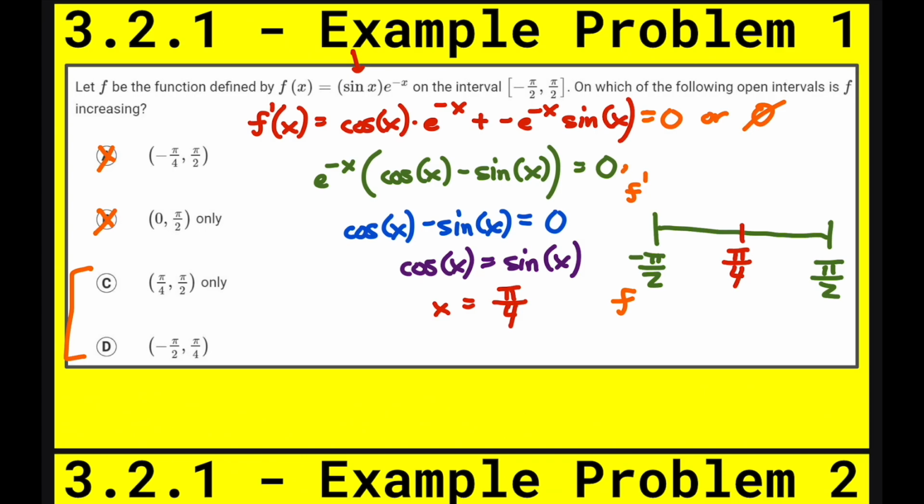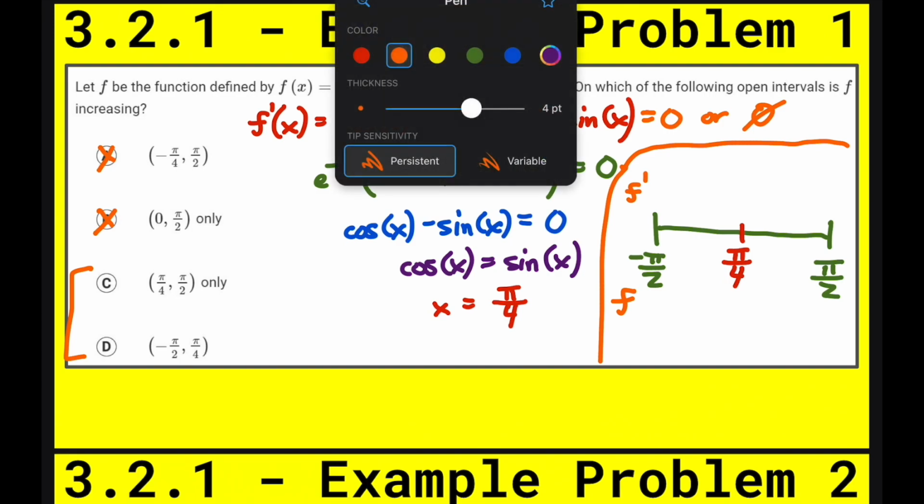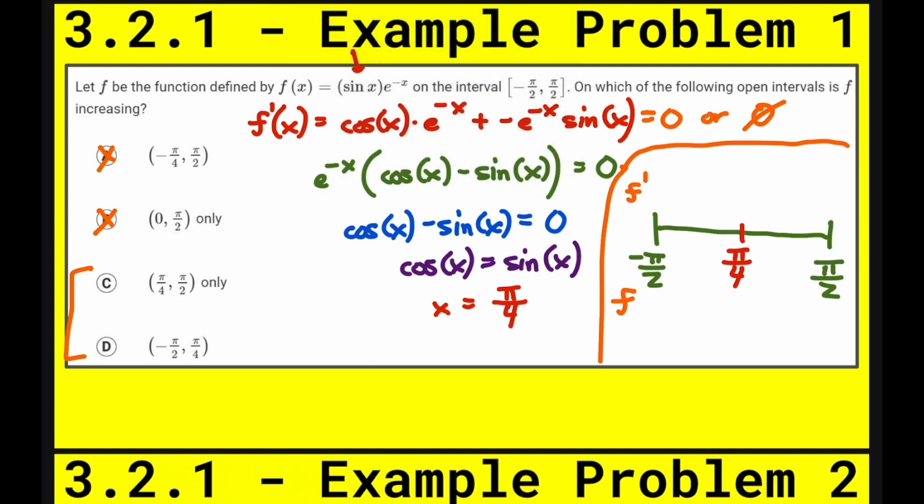Okay, so I'm going to put a little barrier up here so it's kind of neater. Now we need to figure out some value between negative pi over 2 and pi over 4, and then we're going to put that into the derivative and figure out the sign. Once we know if it's positive or negative, then we actually know what f is doing.